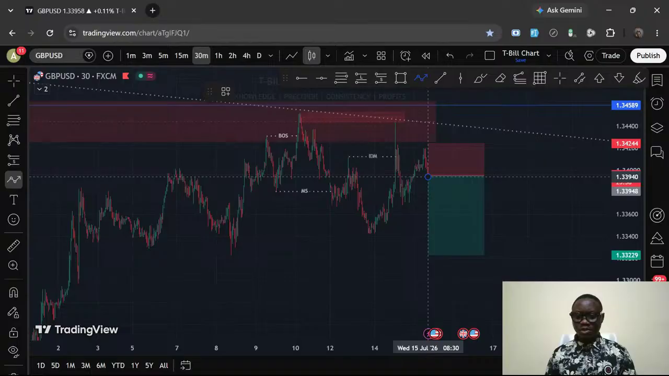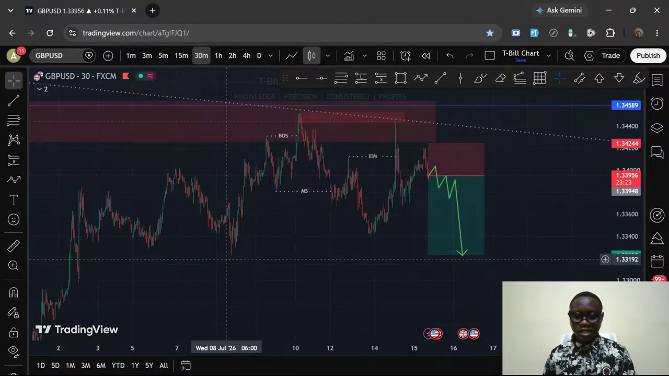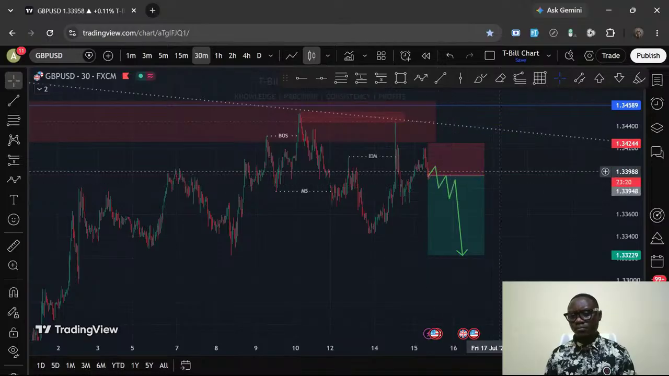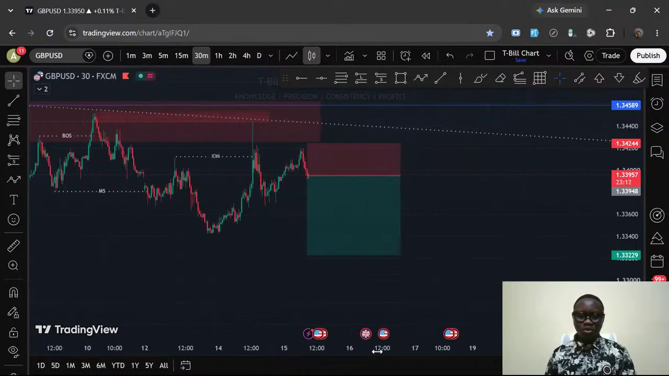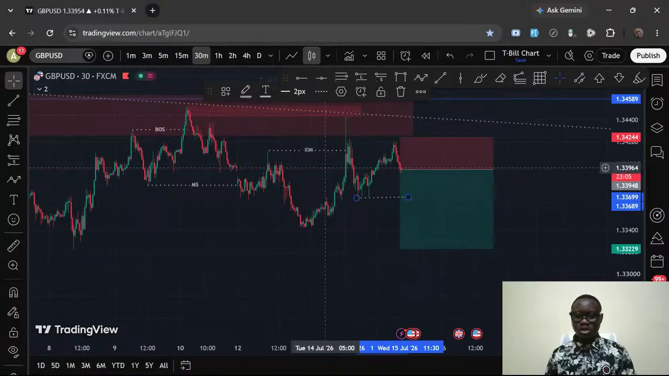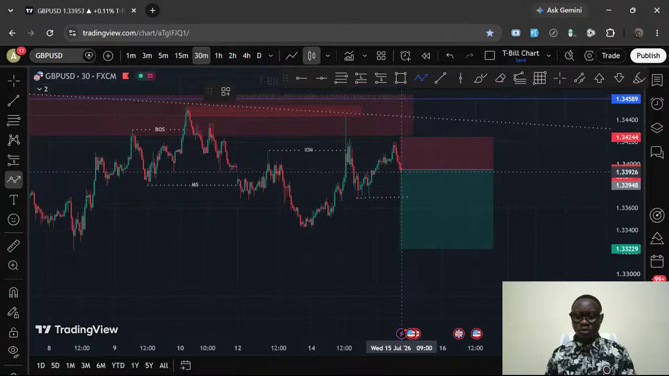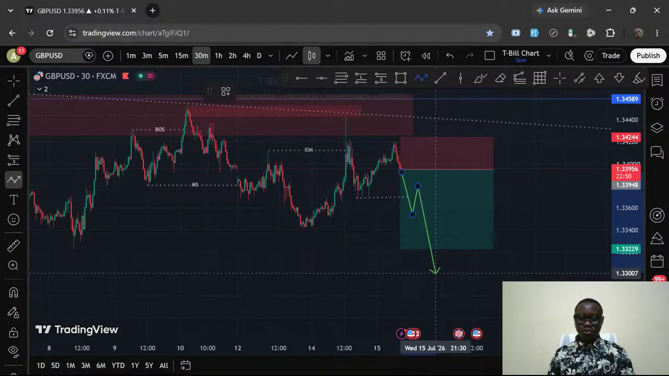If I get more structural break to the downside, then I'll wait for another structural break, then a pullback, and take my entry right here and probably target this as my take profit. If you want to be more conservative, this is what I would wait for on GBPUSD. I'll wait for it to take out this low. When it does, I'll wait for a pullback to probably another block or a breaker block. Then I'll short.